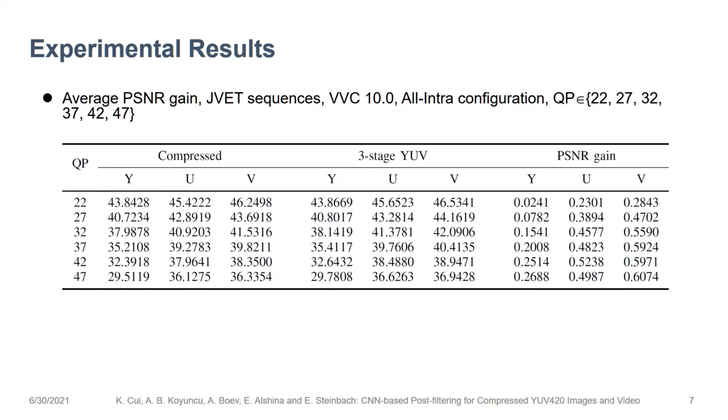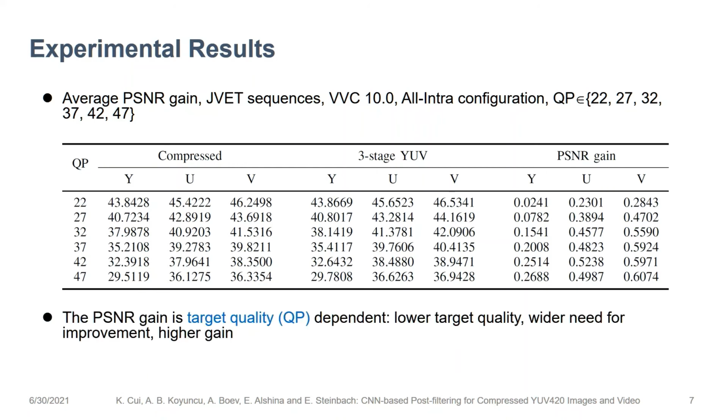From the table, the first observation is that the PSNR gain is target quality or quality parameter dependent. For lower target quality, for example QP47, the gain is about 0.25 dB for Y channel and 0.6 dB for U and V channel respectively. However, for higher target quality, for example QP22, the PSNR gain is quite small for Y channel and 0.3 dB for U and V channel.